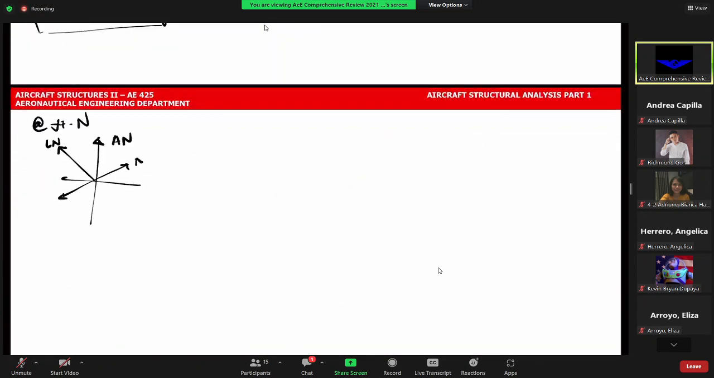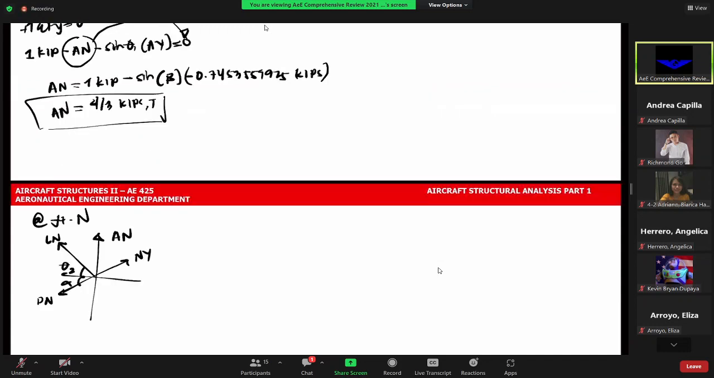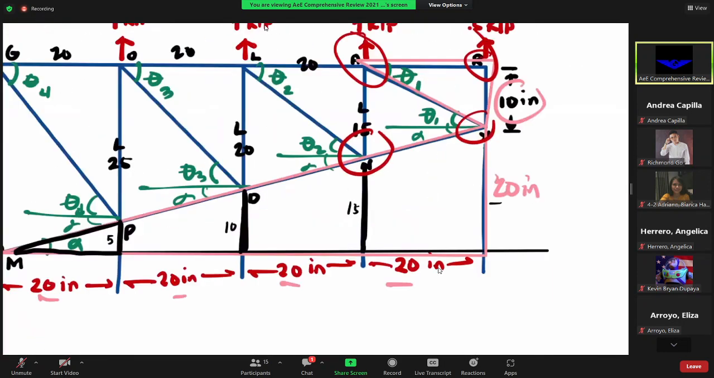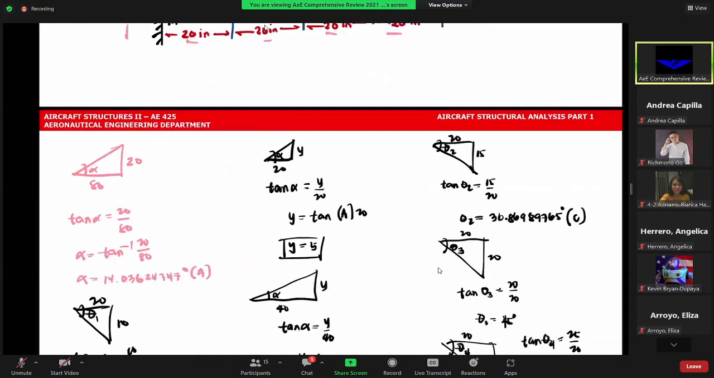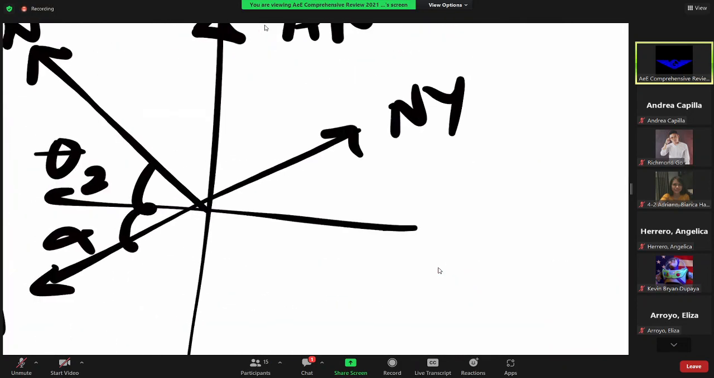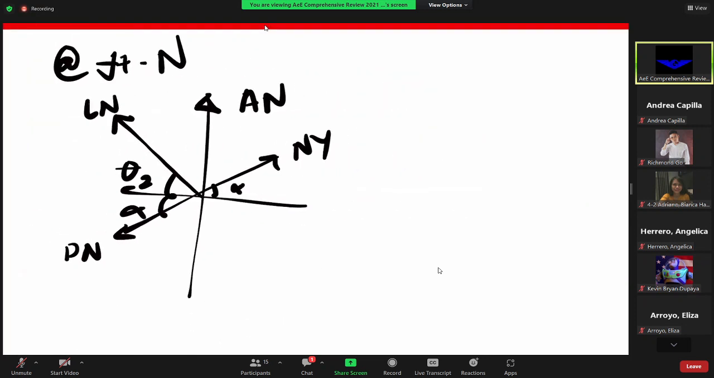So, NY and then this is DN. Yung theta, nakita natin, this is theta sub 2, this is alpha. Tama? Ayan, as you can see, ito guys, theta sub 2 and then alpha. So pag nag-drawing ka ng imaginary line, tulad ng ganito, makikita natin na this is also alpha. So dun sa free body diagram natin, this is alpha. Okay? So, nakikita natin na pwede tayong mag-rotating the axis.